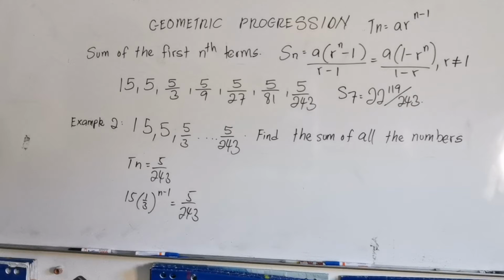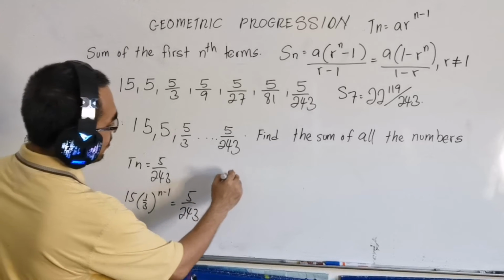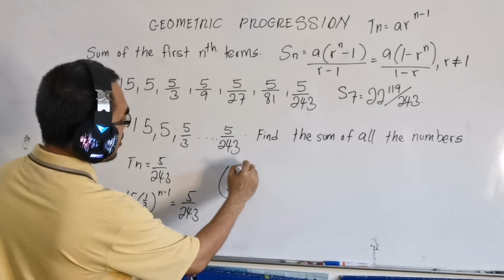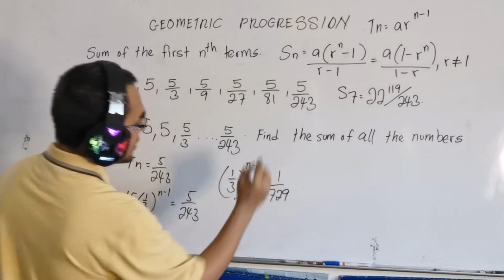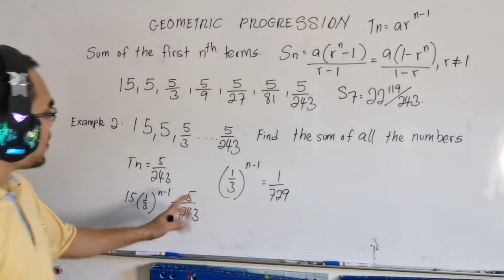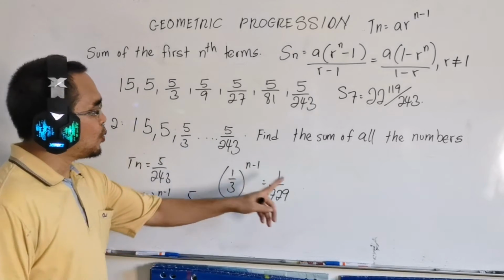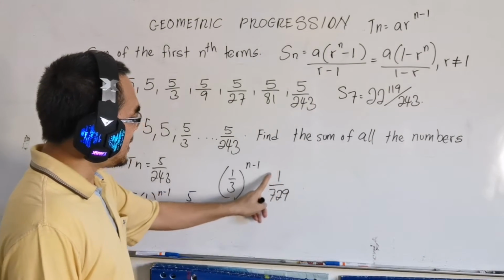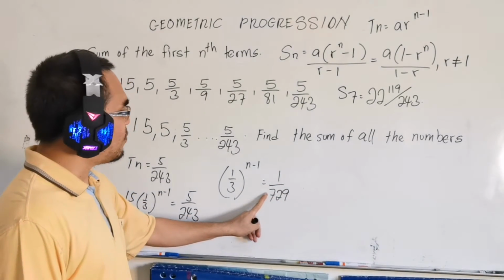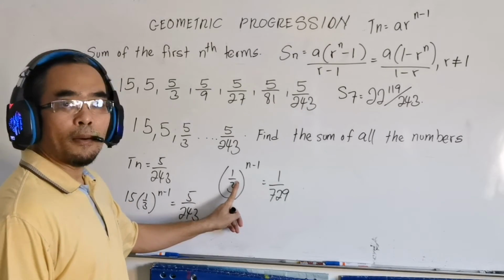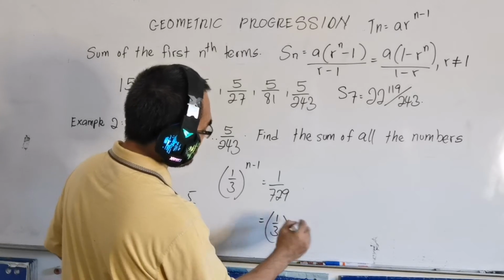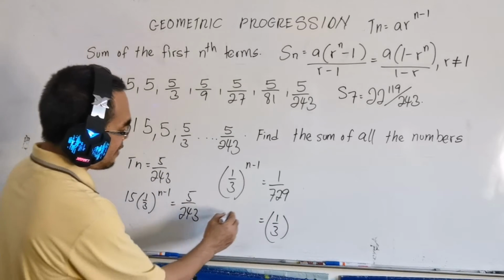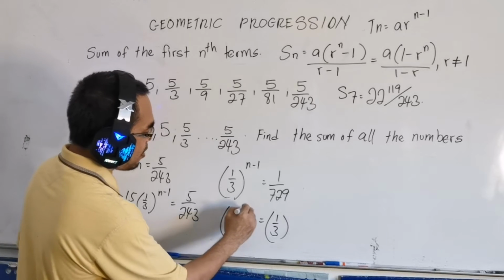By 15, we get 1 over 7 to 9. So we have here 1 over 3 to the power of n minus 1 equals 1 over 7 to 9. Now, because this is an arrangement here, we are sure that you can change this 1 over 79 to the base of 1 over 3. So this is 1 over 3 to the power of something. On the left side will be 1 over 3 to the power of n minus 1.